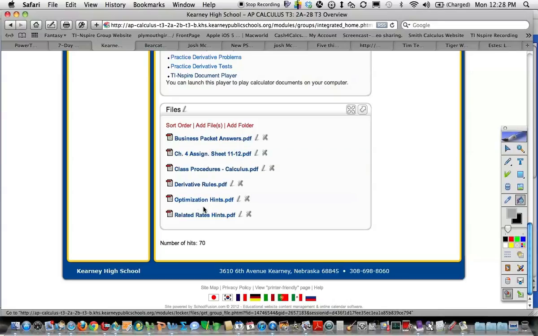And I've got those hints. Those steps for optimization I just had up there are here as well. And then the new thing we're going to talk about today, I've got something on there for that as well.